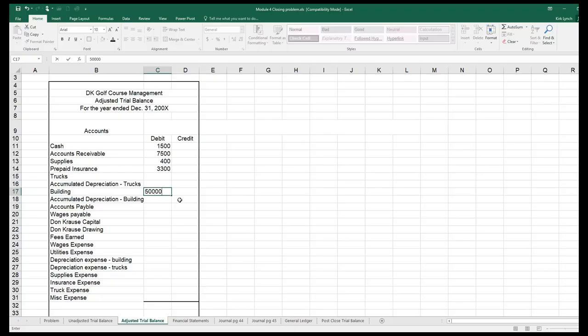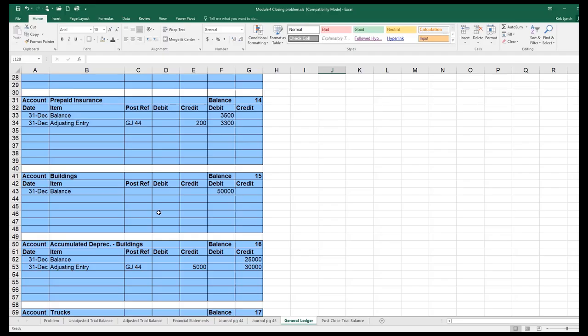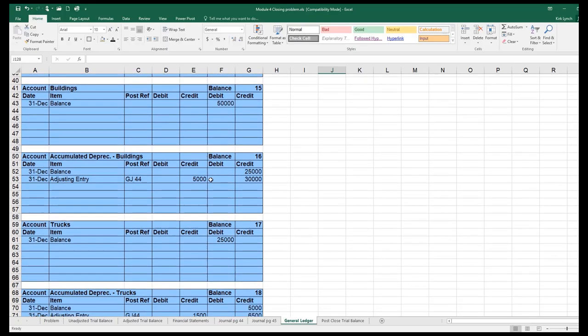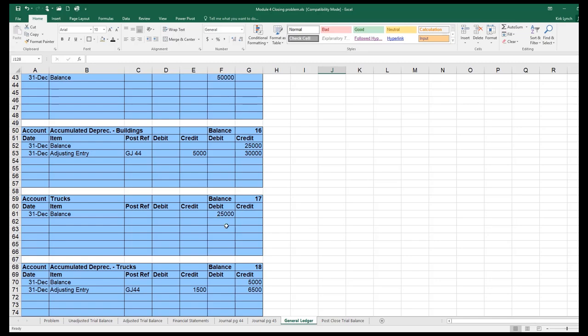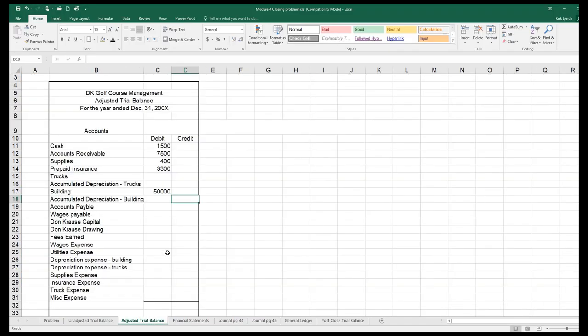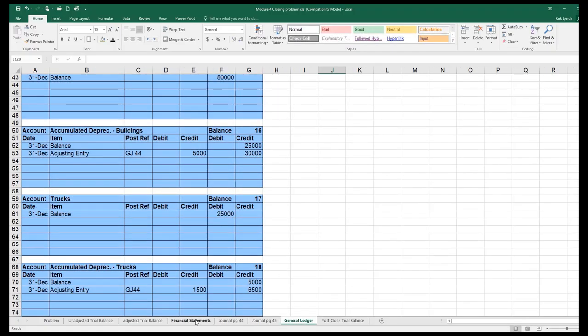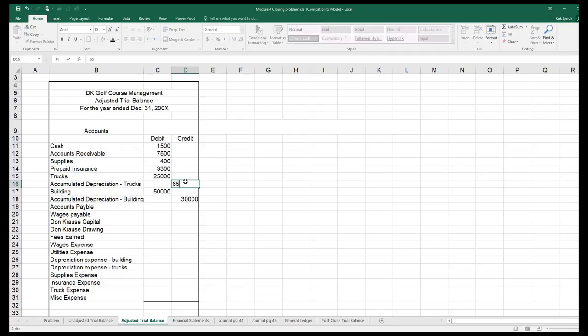We're going to get our accumulated depreciation from our building, and we'll also get the trucks and its accumulated depreciation while we're there. So in our general ledger, the accumulated depreciation for our buildings is $30,000, our trucks are $25,000, and it's $6,500 on the depreciation there. So we're just going to enter that information, which is $30,000 and $25,000, and now I can't remember, I think it was 6,500. Let's go. Yeah, 6,500 is our balance of accumulated depreciation for our trucks. So we'll put that in right there.